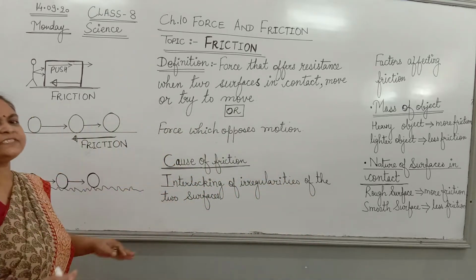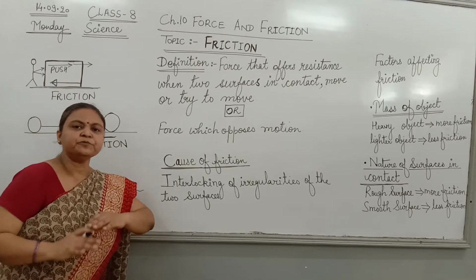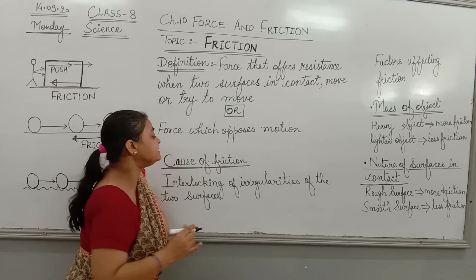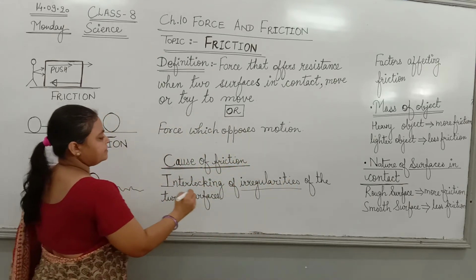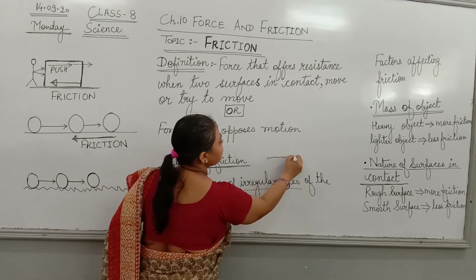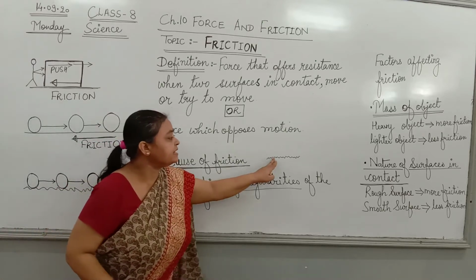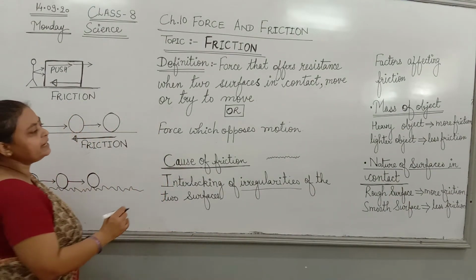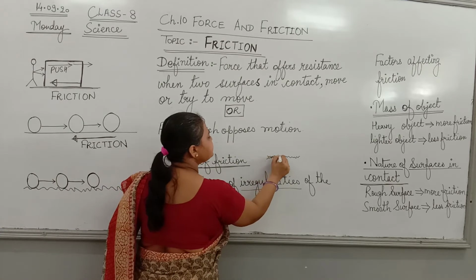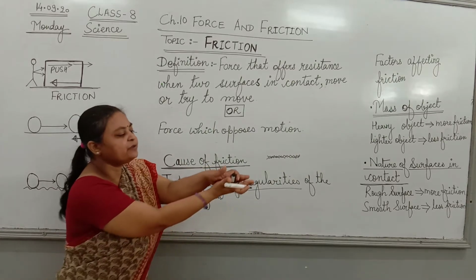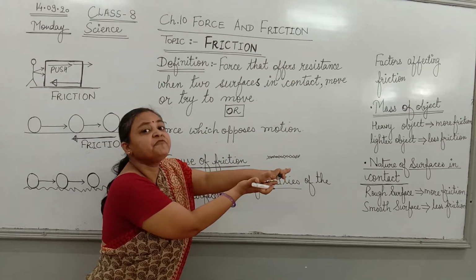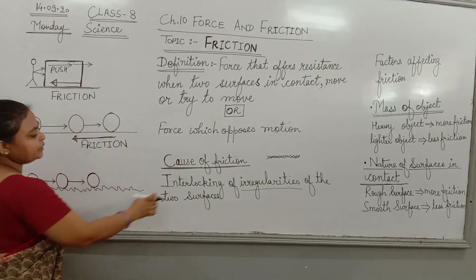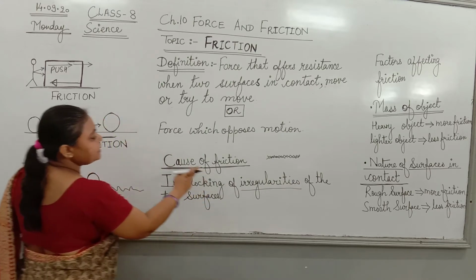Children, however smooth the surfaces might appear to be, under microscopic studies it has been found that all the surfaces have certain irregularities. Means, if you observe the surface under a microscope, it won't appear to be smooth, it will be having certain bumps and ridges. Okay, irregularities, that is. And as two surfaces having irregularities come in contact, a time comes when these irregularities get interlocked with each other. Means get fixed, which opposes the motion, right? So interlocking of the irregularities of the two surfaces is the cause of friction.